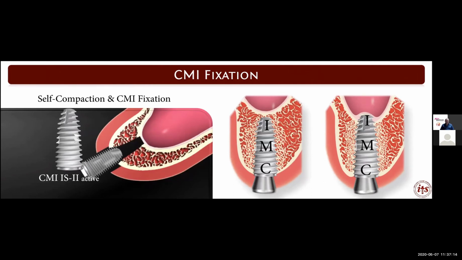By under-drilling the implant site, there is self-compaction within the cancellous bone when the implant is placed, and then there is an increase in the bone implant contact, or BIC.